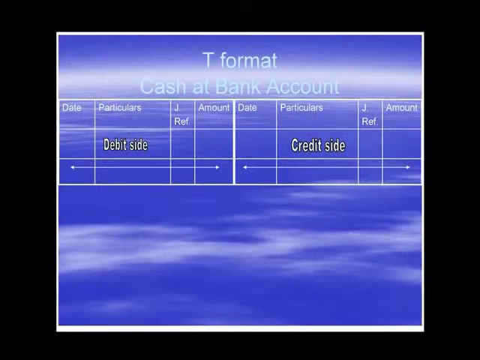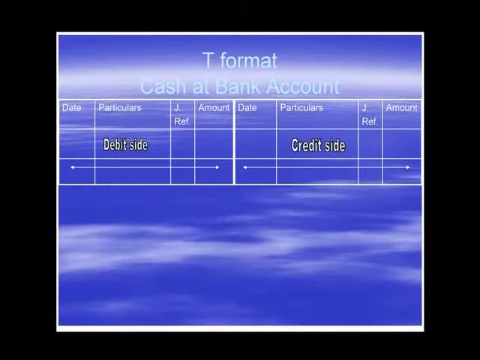The right-hand side also has similar columns, and the size of each column in the debit side and the credit side is identical. Date column in the right-hand side and left-hand side, same size. Particulars column, same size. Journal reference column is smaller than the date column and the amount column. It is half of that. And then the amount column, both sides same size.